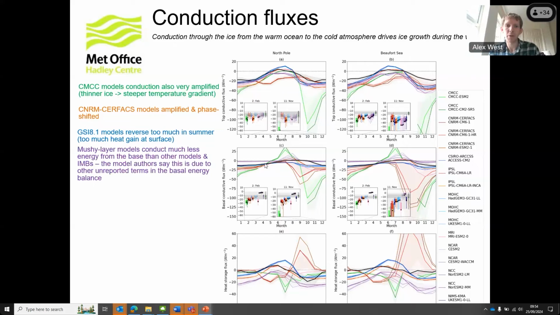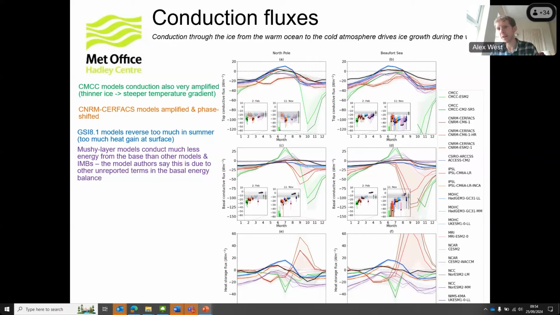The mushy layer models have much lower basal conductive flux than the rest of the models evaluated here. Again, these models work slightly differently at the base of the ice. They have this layer that's a mixture of ice and seawater. We've spoken to the model owners about this because it really is very striking. And in fact, it produces some results which, taken at face value, aren't entirely physical.